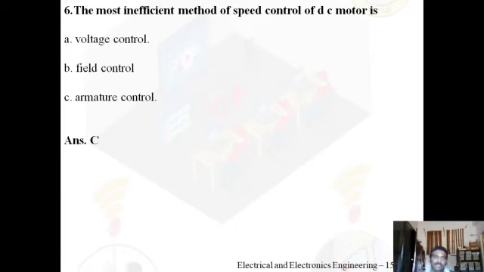Next question. The most inefficient method of speed control of a DC motor. That means it is option C. The losses, what we have discussed, the efficiency: the efficiency is less in the armature control method and the power losses are also more. Therefore, you can go for option C. The inefficient method of speed control is the armature control method. That is option C.